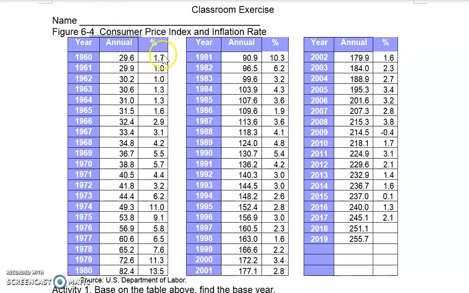So how do we get, for example, this 1% here? This 1% is, we use 29.9 minus 29.6 divided by 29.6 times 100%. Remember, that is the inflation rate calculation, right? So then you will get 1%. So all of the percentage have been getting the same way. Okay, so here let's take a look at activity number 1.